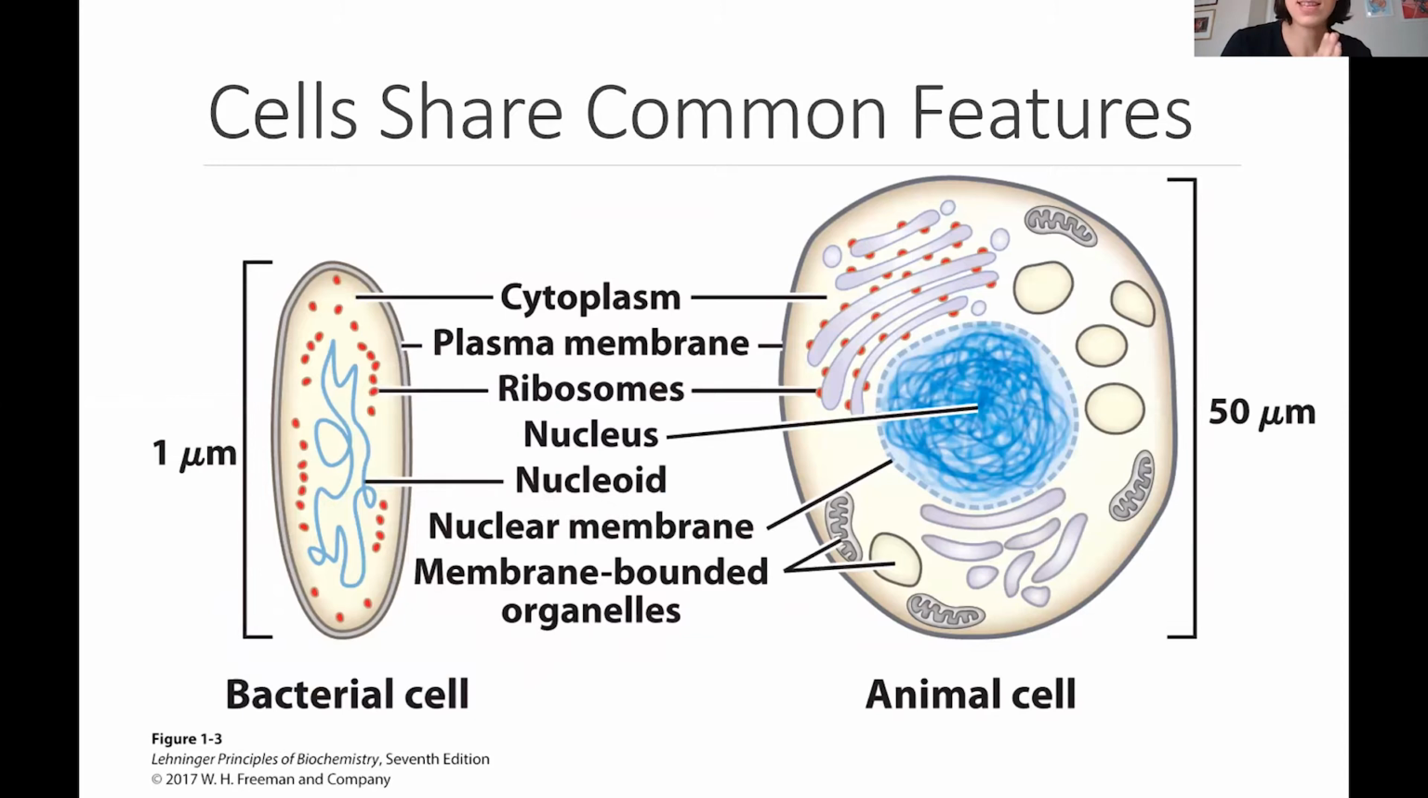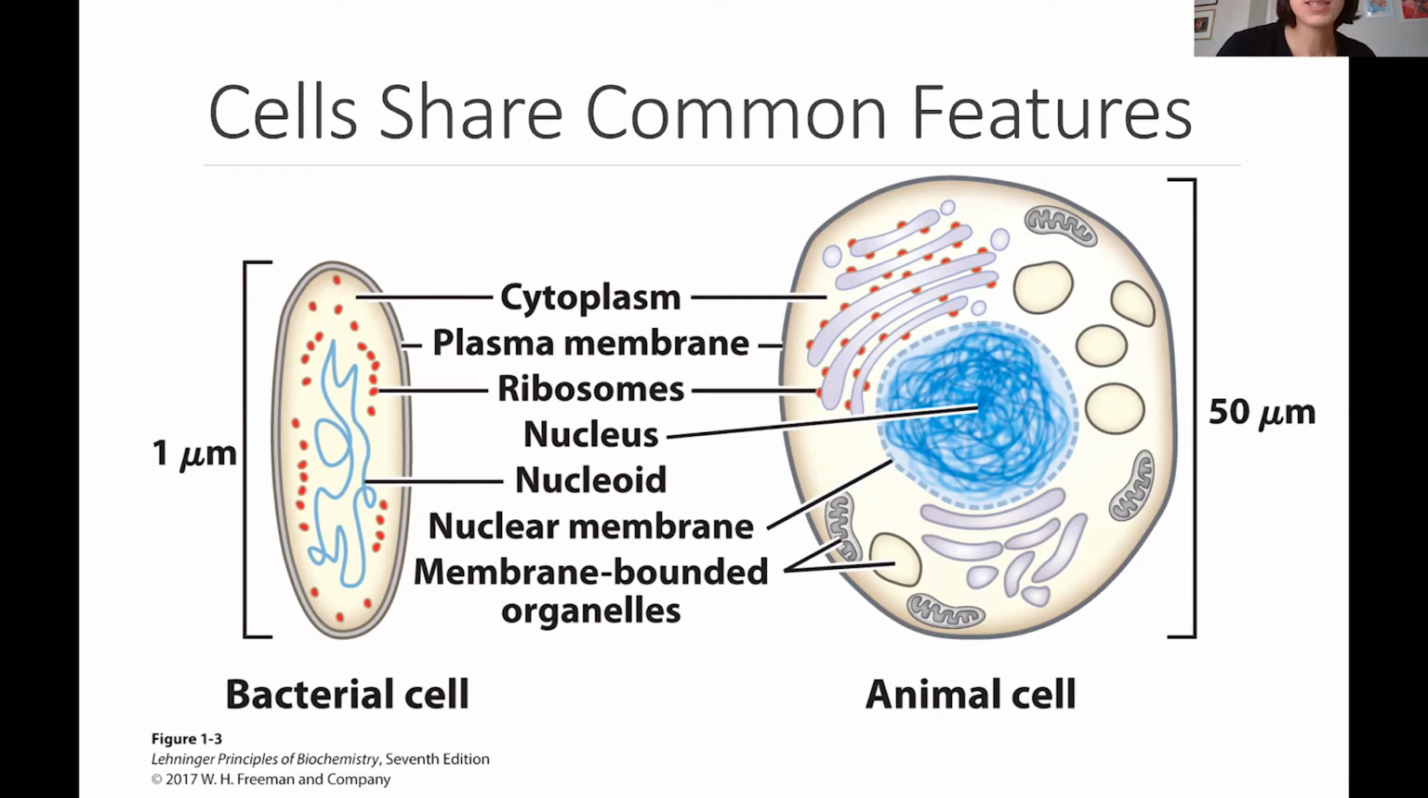So as I said, these cells share common features. Here I'm showing you a bacteria cell versus an animal cell. So remember, bacterial cells are a type of prokaryotic cell, and animal cells are a type of eukaryotic cell. You can see that they both share having a cytoplasm. They both have a plasma membrane, that's a membrane around the outside of the cell. They both have ribosomes. Ribosomes are very important components because they are the machines that make more proteins.